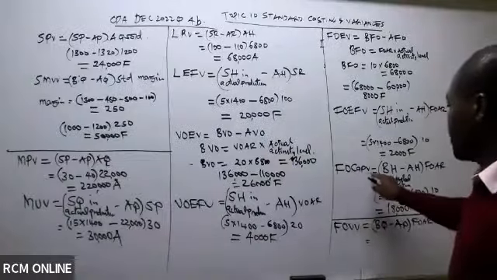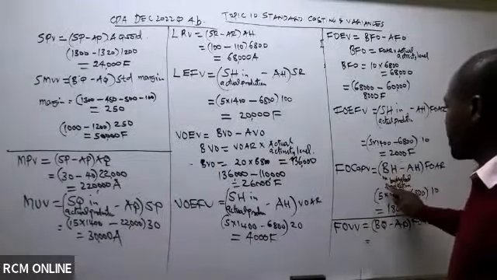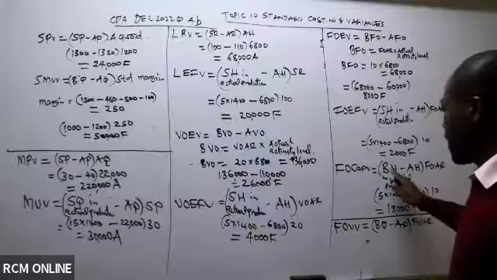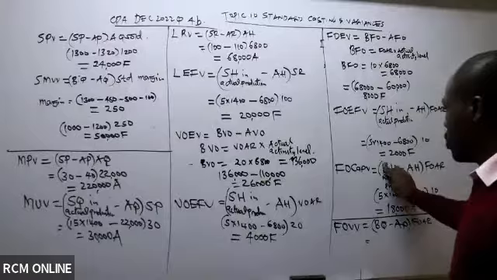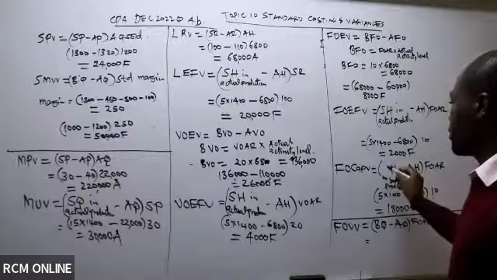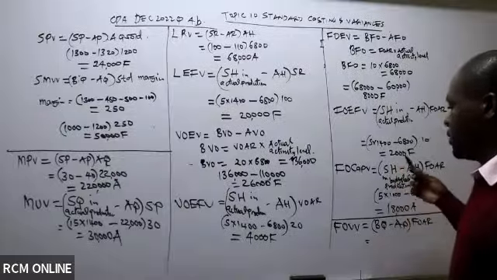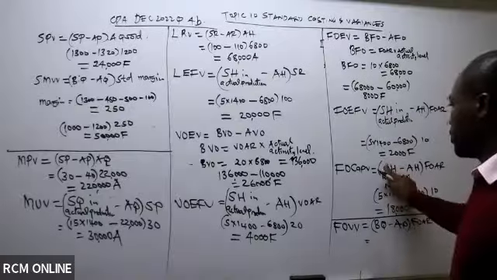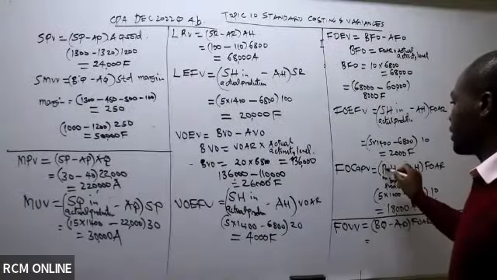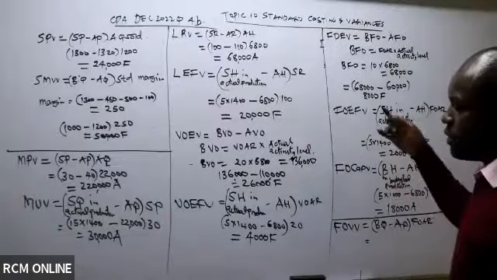Fixed overhead capacity variance is equal to budgeted hours in budgeted production, not budgeted hours in actual production. Or we are of course talking about standard. So it is standard hours in budgeted production. So that's why we basically take total budgeted hours as per the budget.